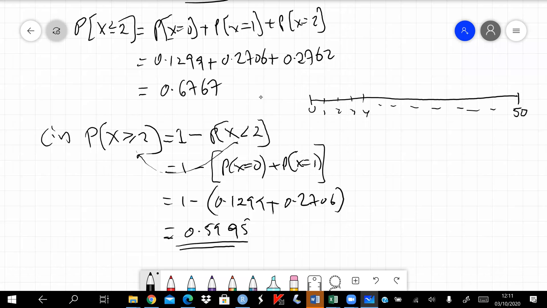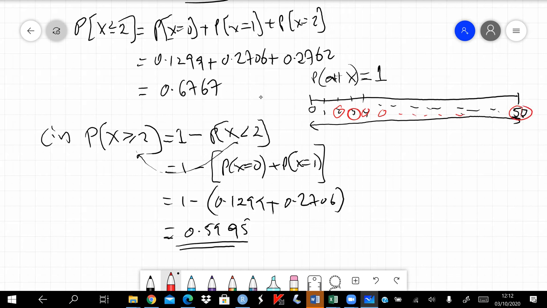I had the option of calculating the probabilities for each value, and I know that if I sum the probability of all X, I'll get 1. If I sum the probability of X equal to 0, X equal to 1, all the way to X equal to 50, I'll get 1. On the number line, the probability from here up to there is 1. The question was asking me to get the probabilities for 2, 3, 4, 5, all the way to 50. Somebody can do that if they have time and space. But I know that if I take this probability, plus whatever is remaining here, I must get 1.